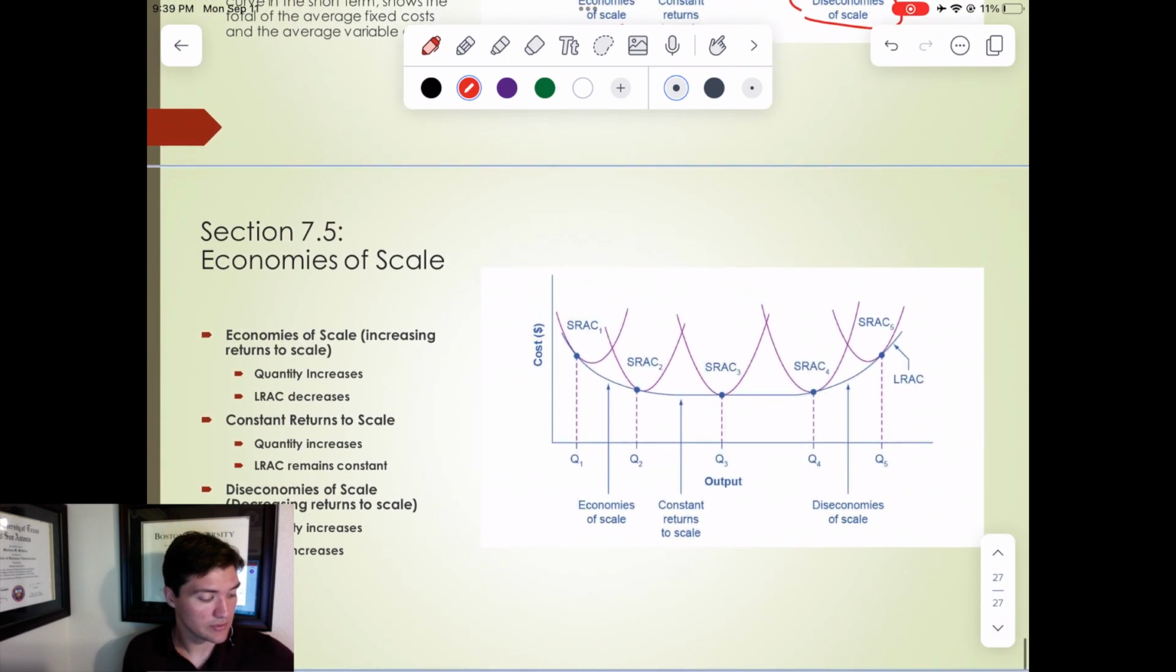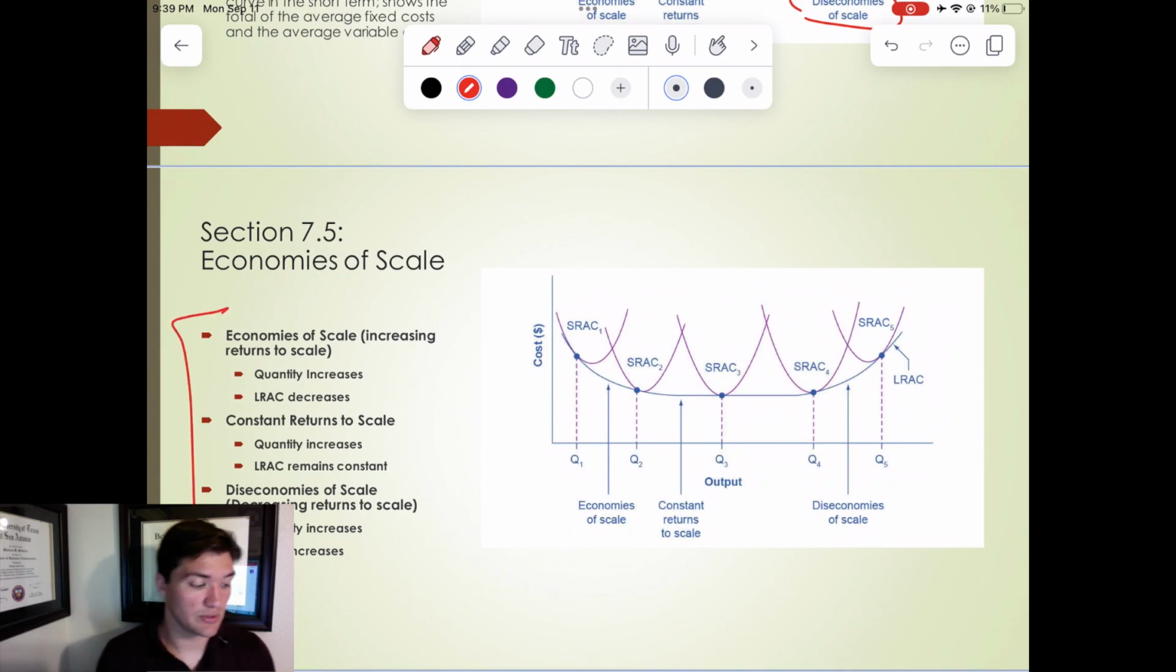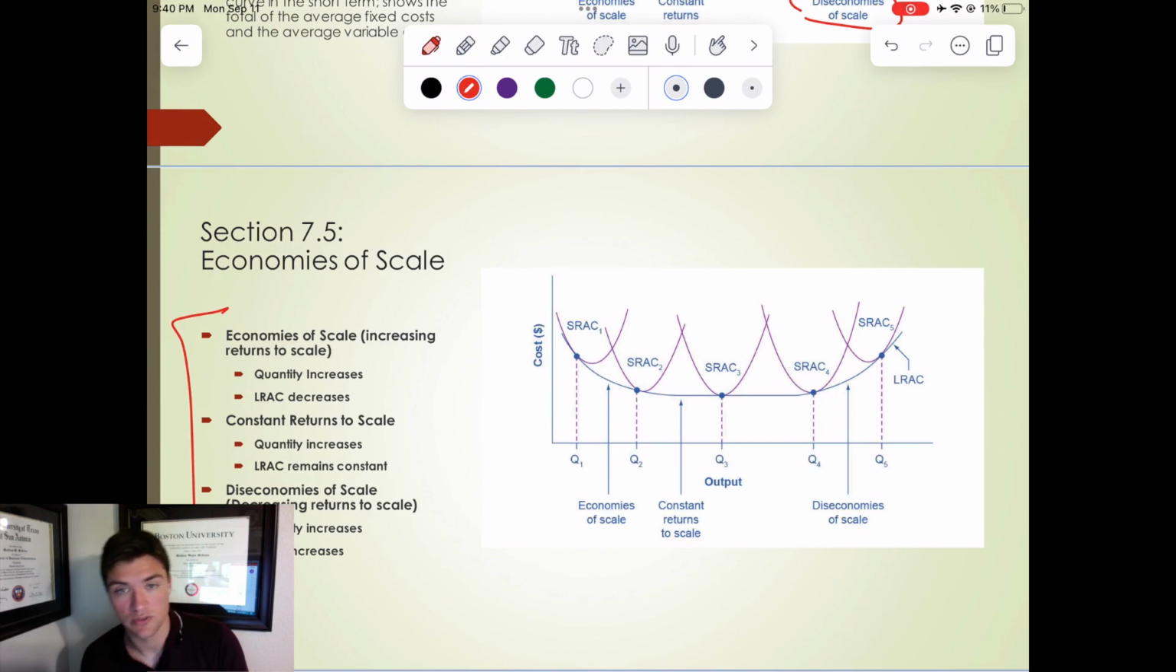So again, here's a little summary of what we talked about. Anytime the quantity is increasing and the average cost is decreasing, economies of scale. Another name for that is increasing returns to scale. If we increase the quantity but the long run average cost curve stays the same, that's going to be constant returns to scale. If we have a situation where quantity is increasing and the long run average cost is increasing as well, that's going to be diseconomies of scale. Another name for that is decreasing returns to scale. So diseconomies of scale or decreasing returns to scale, those are the same word.